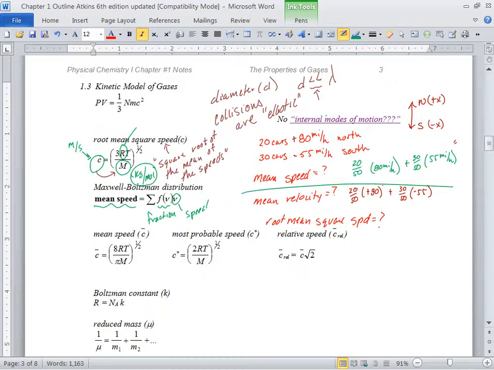I think the only way I can solve this kind of stuff is if I remember how it's actually defined. I need to take the square root of the mean of the square of the speeds. So yeah, it's a mean, but it's a mean of the square of the speeds.